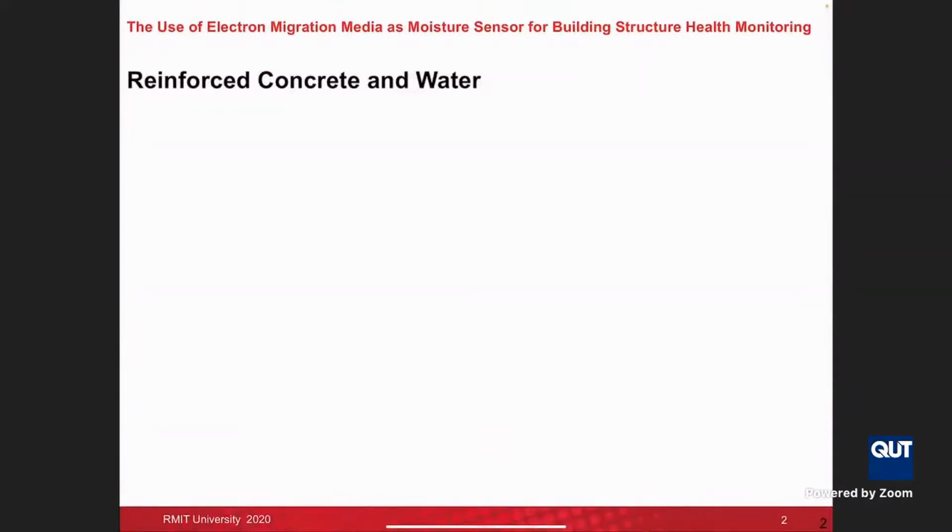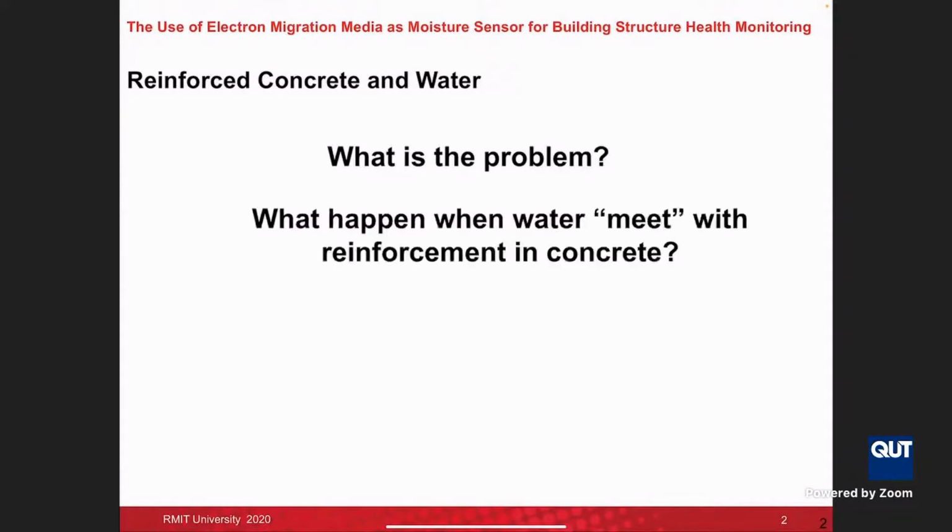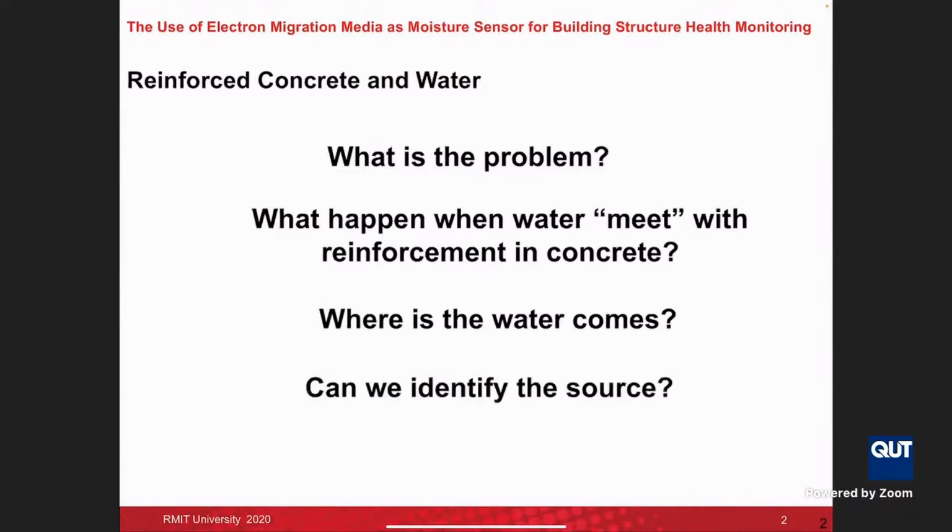First of all, I believe all of us well know what reinforced concrete and water are. But the point is, what is the problem when they meet together? When water meets with reinforcement inside the concrete, what will happen? I believe all here are engineers, and we know what will happen is corrosion. But how does the water come, where does it come from, why is there water inside the concrete? It's a big problem in our buildings. So can we identify the source of the water?